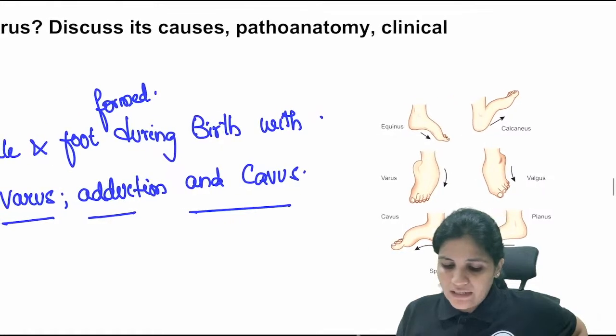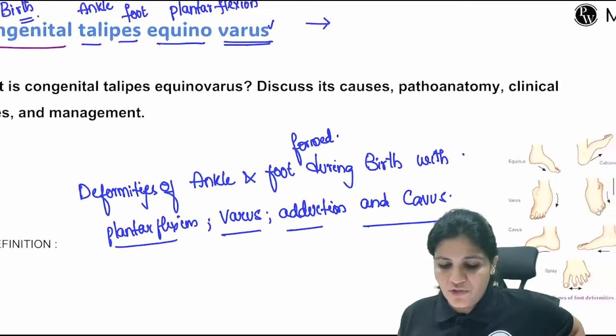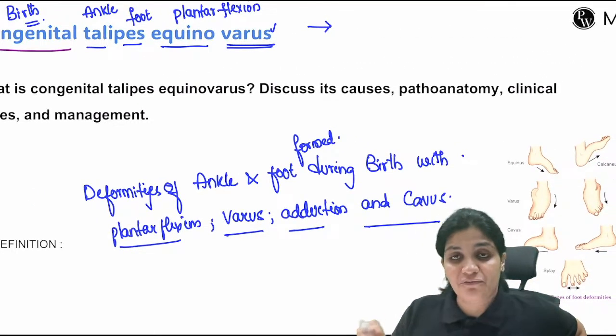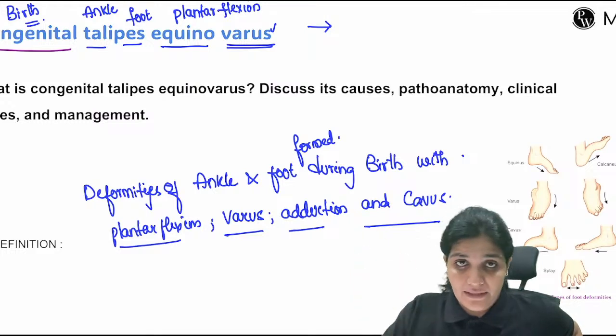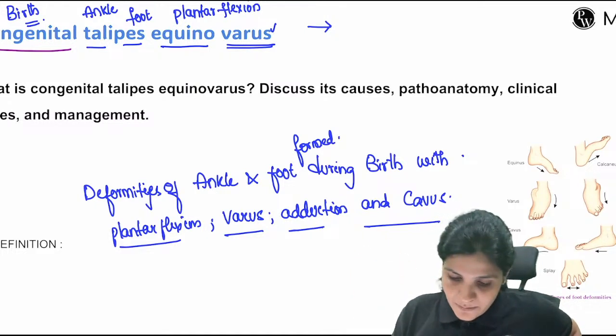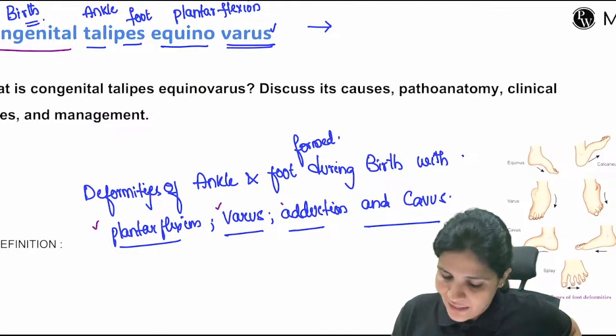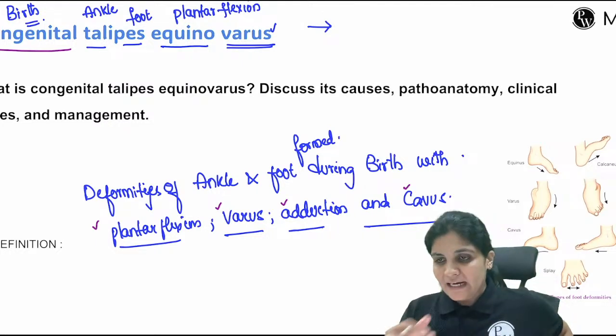So what we are more concerned about are the deformities which occur in the ankle, which are formed during birth. So what are those deformities? One is plantar flexion, then you have varus, when you have adductus, then you have cavus. So these are the deformities.